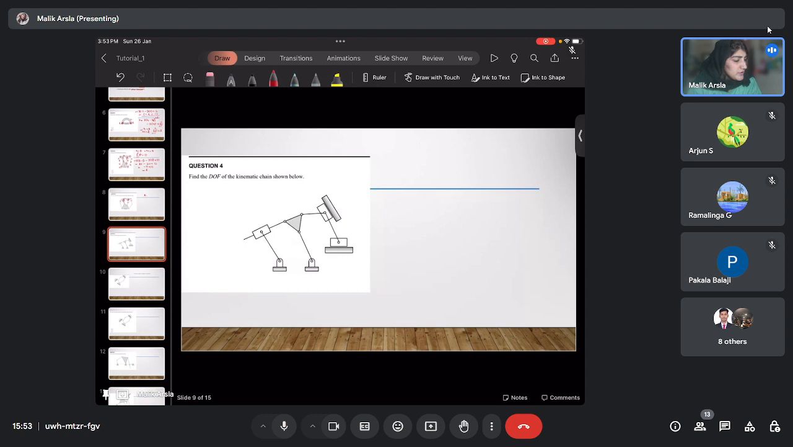Now coming to the next question. Find the degree of freedom for this mechanism. You can take your time to copy it. So 3-4 minutes, then we can discuss.